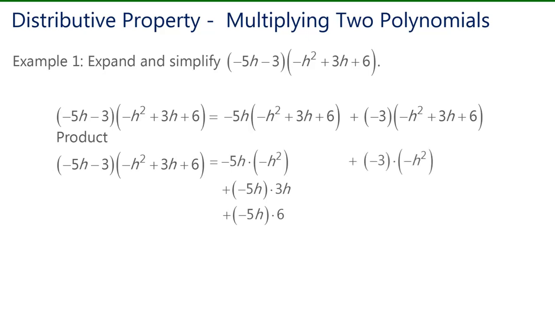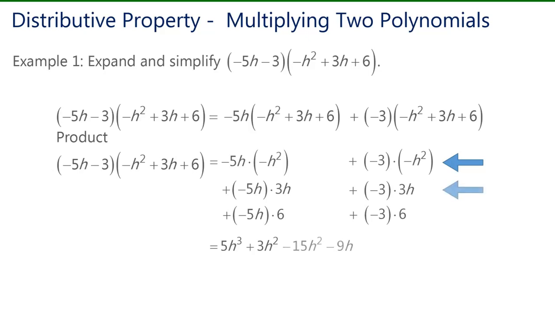On the right, we have a negative 3 times negative h squared, negative 3 times 3h, and negative 3 times 6, distributing the negative 3 to the trinomial. From the first row, we get 5h cubed plus 3h squared. From the second row, we get negative 15h squared, subtract 9h. From the third row, we get negative 30h, subtract 18.